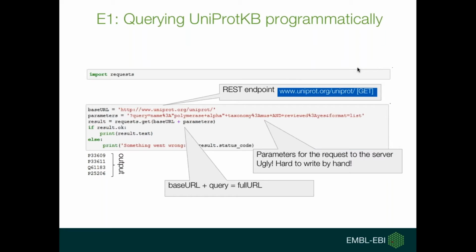If we reuse the code from the previous slide, we can extract the base URL, the REST endpoint for the UniProt Knowledgebase, uniprot.org/uniprot/, because that's the part that stays the same for all the queries that we launch searching the UniProt Knowledgebase. The rest we call the parameters. It still looks ugly. It's very hard to read and even harder to write by hand.